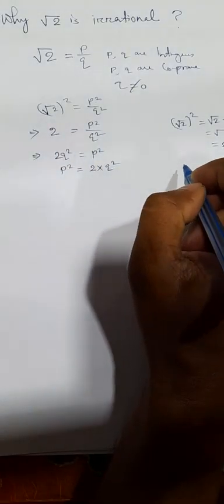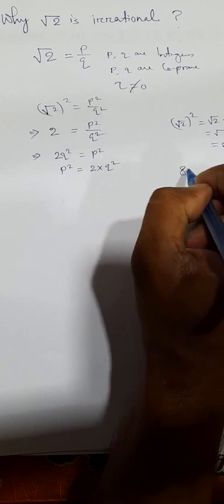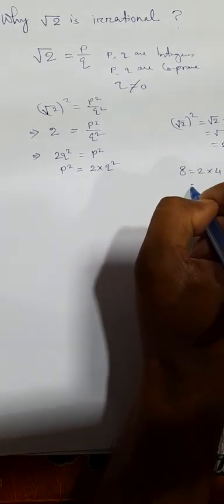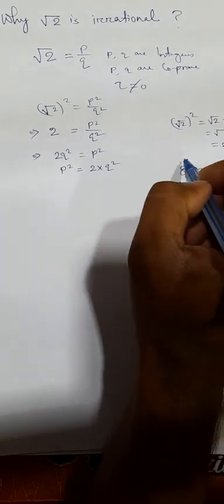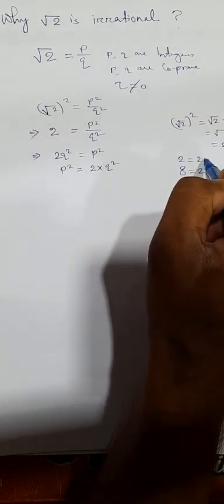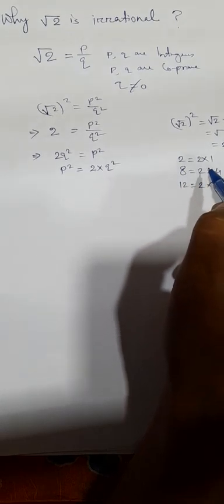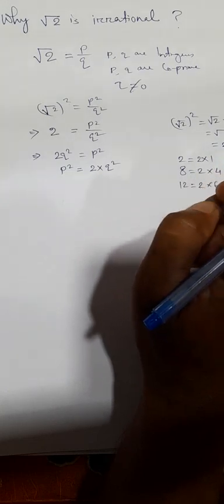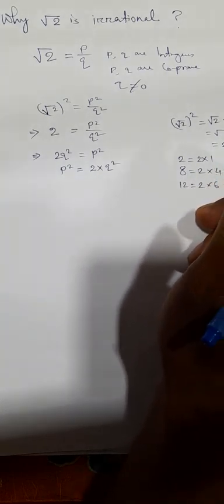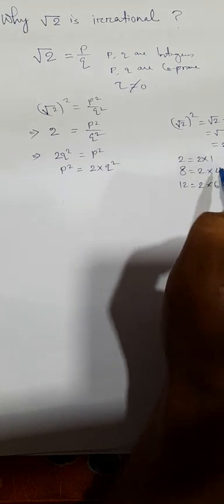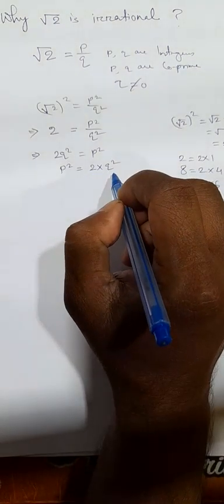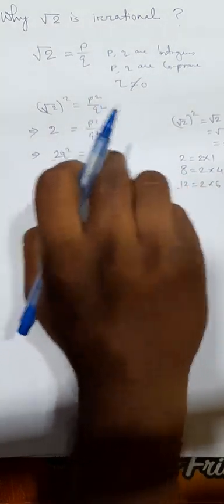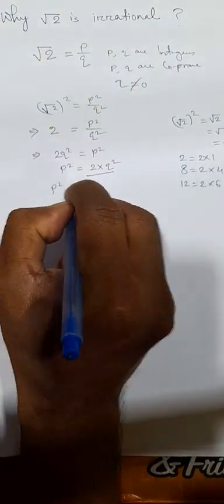Any even number is a multiple of 2. 8 equals 2 multiplied by 4, 12 equals 2 multiplied by 6, 2 equals 2 multiplied by 1. So when we multiply a number by 2, we get an even number. So 2 multiplied by q square means this number is even, since 2 is a factor of this product. So p square is even.